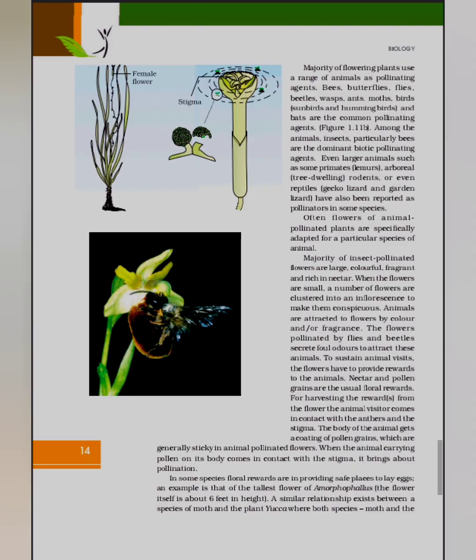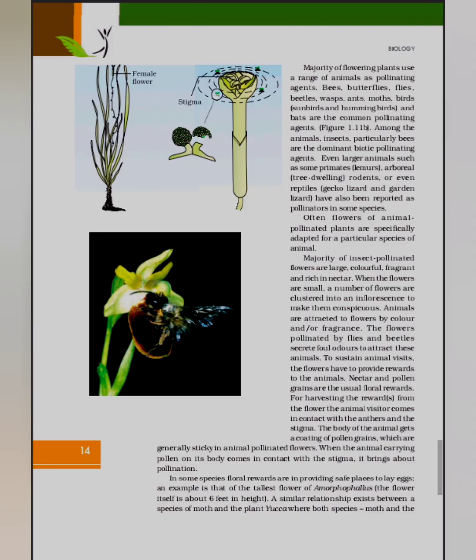The majority of flowering plants use a range of animals as pollinating agents: bees, butterflies, flies, beetles, wasps, ants, moths, birds, sunbirds, and hummingbirds, and bats are the common pollinating agents. Among the animals, insects, particularly bees, are the dominant biotic pollinating agents. Even larger animals such as some primates, lemurs, arboreal (tree-dwelling) rodents, or even reptiles, such as gecko and garden lizard, have also been reported as pollinators in some species.